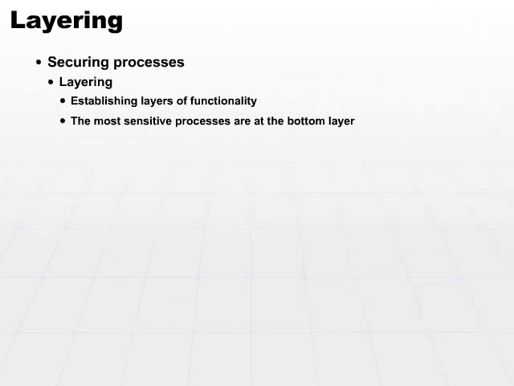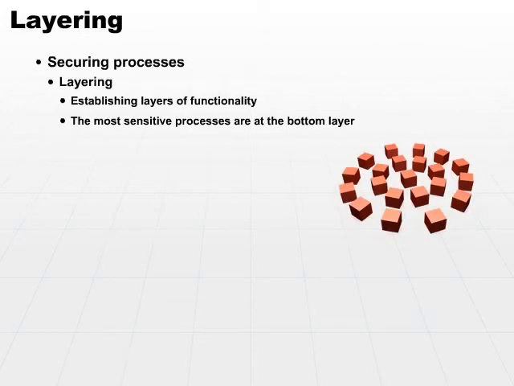Now, at the risk of confusing you, another way of looking at this would be a concentric ring environment where the most sensitive process is at the center, and then we start moving outward in rings, kind of like the solar system where the sun would be the center process, the most sensitive process, and then each planet's orbit would be a less and less secure layer built around the outside.